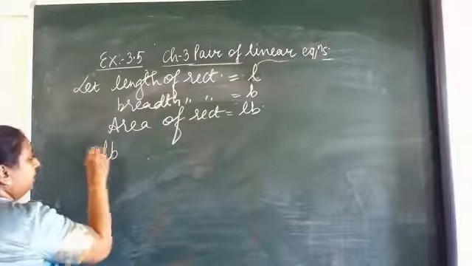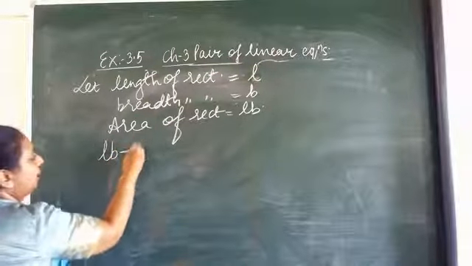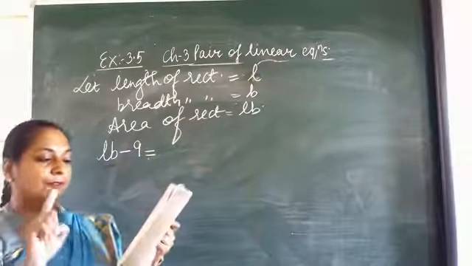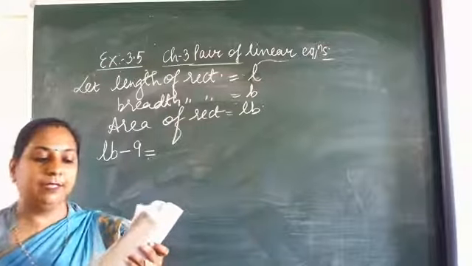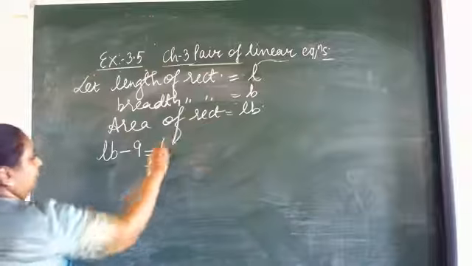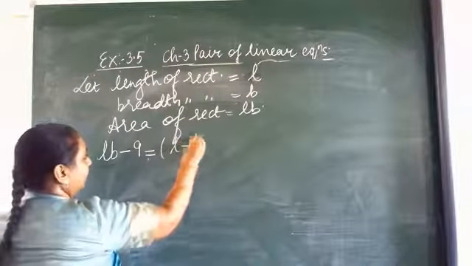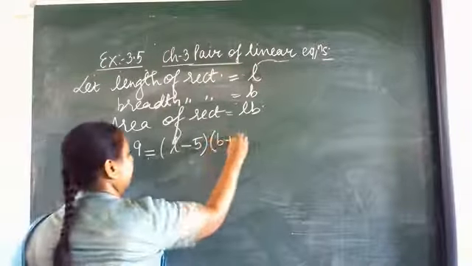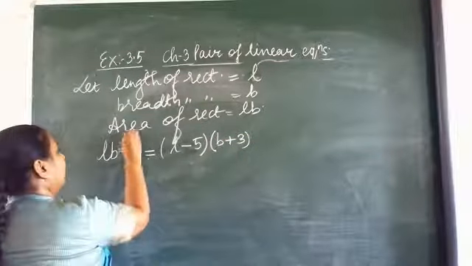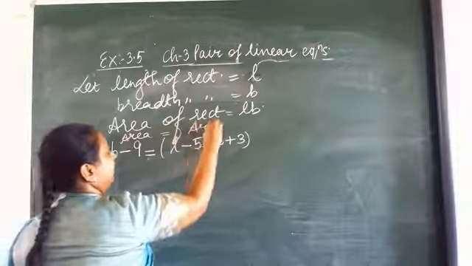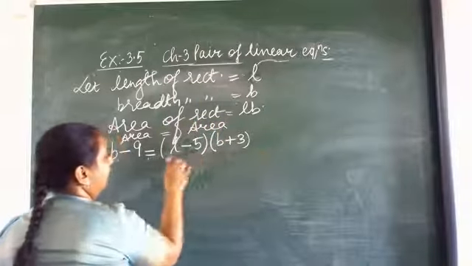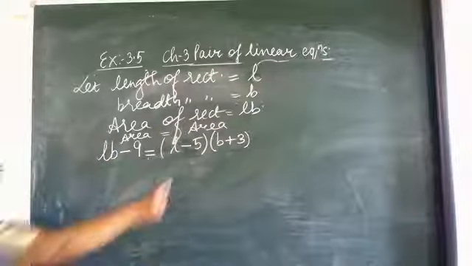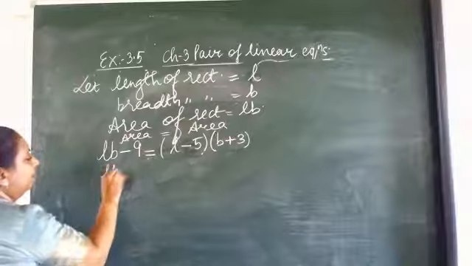Now according to the first statement, the area of the rectangle LB is reduced by 9, so LB minus 9 is equal to, if the length is reduced by 5 units, so L minus 5 is multiplied by breadth increased by 3. Why am I writing this? This is also area and this is also area. This is L and this is B. L into B is the area of the rectangle and this is also the area of the rectangle. Clear?